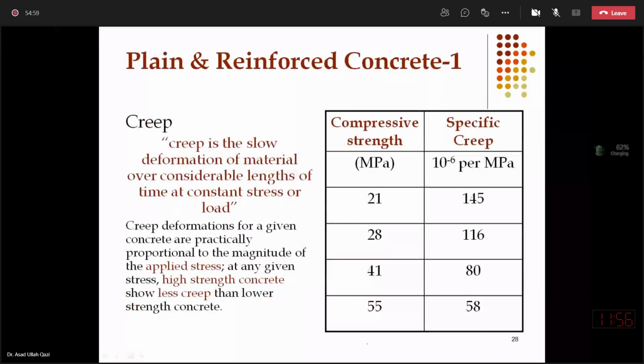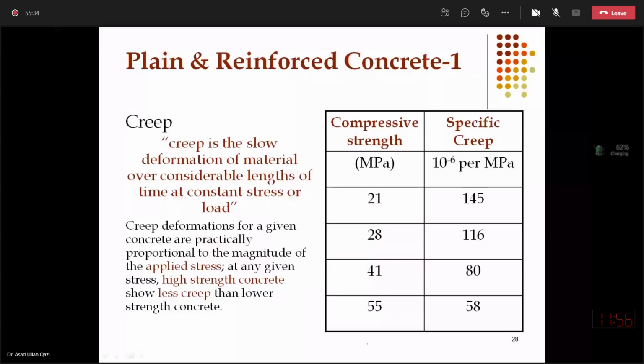Creep is a slow deformation of material over a considerable length of time, maybe over a span of years, 7+ years, at a constant stress or load. So this change in length with time at sustained loads, you can't eliminate from concrete.